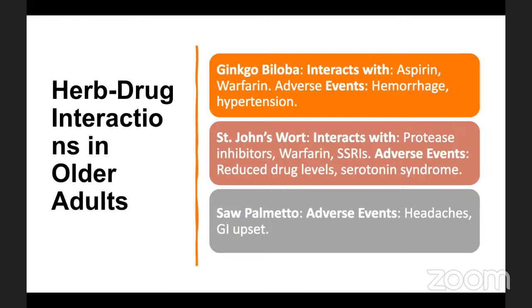And St. John's wort: lots of people take this supplement for positive mood because it can help with depression. It interacts with protease inhibitors, warfarin again, and SSRIs. Adverse events are that it can reduce drug levels, and it can cause serotonin syndrome if you're taking SSRIs. Saw palmetto: lots of people take saw palmetto for their prostate health. Adverse events are that it can cause headache and GI upset.